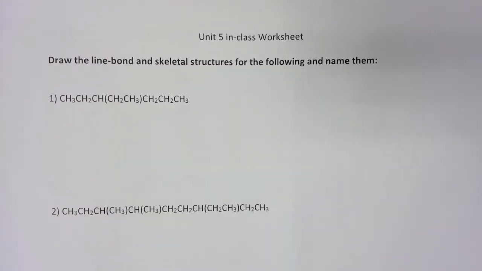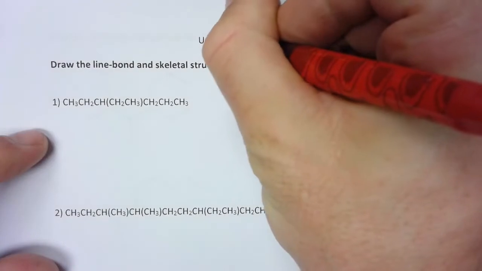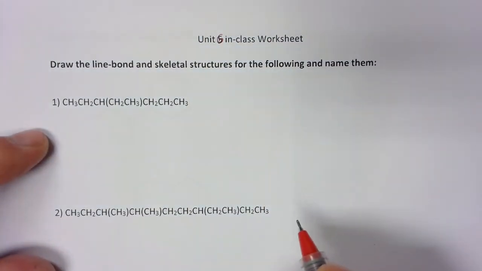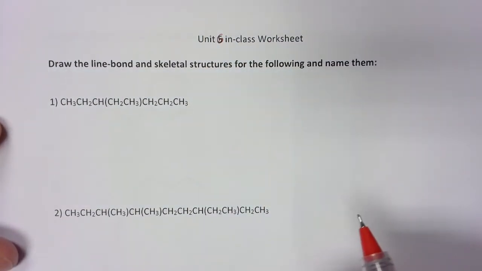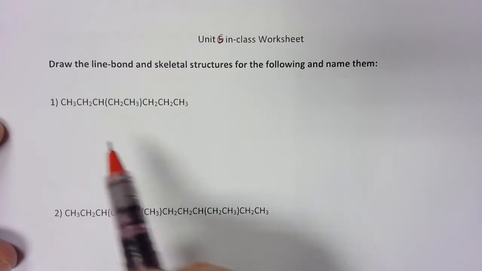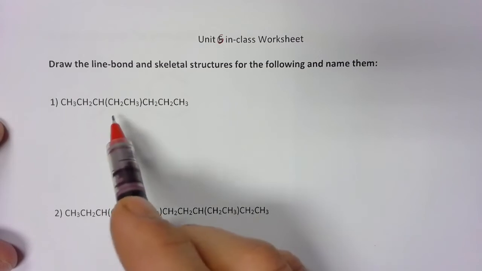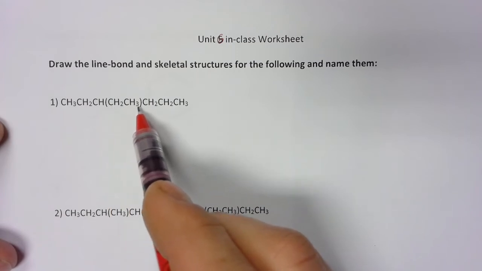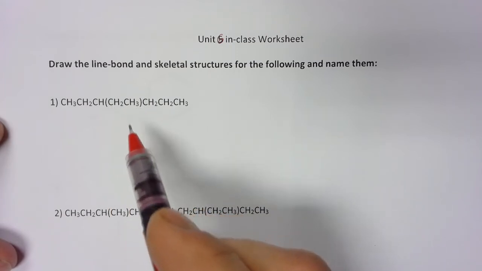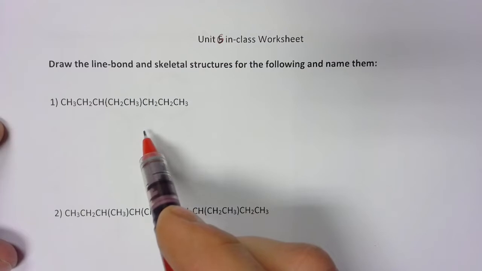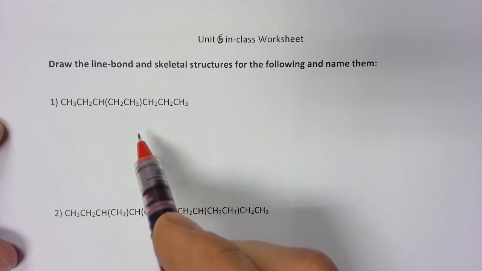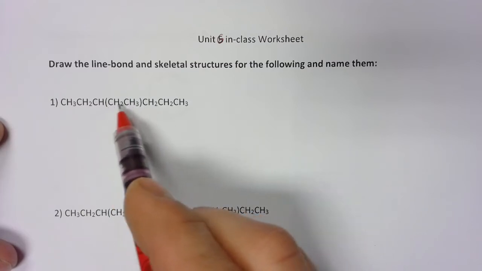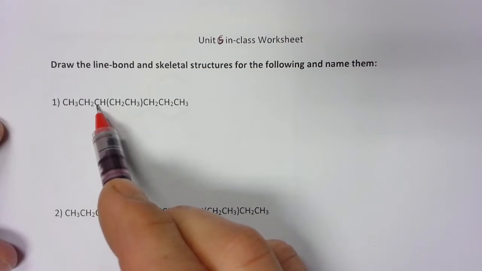Alright, in this video we're going to be doing not Unit 5 but Unit 6 in class worksheet, and let's get started with drawing organic structures. So here in number 1, and actually all of these have a little bit different representation of a condensed structure than what we've seen in class. This one is parentheses instead of the line indicating the branch point. Same idea, this is the branch point coming off of this carbon, and I'll show you that.